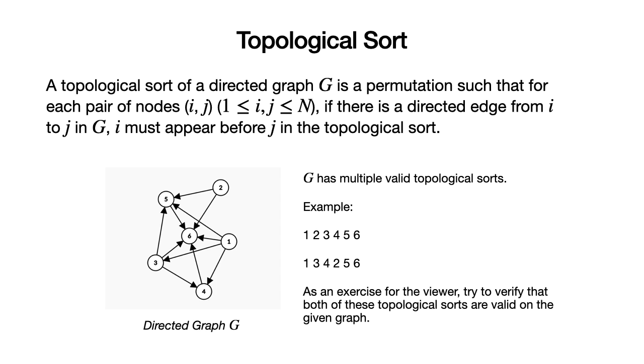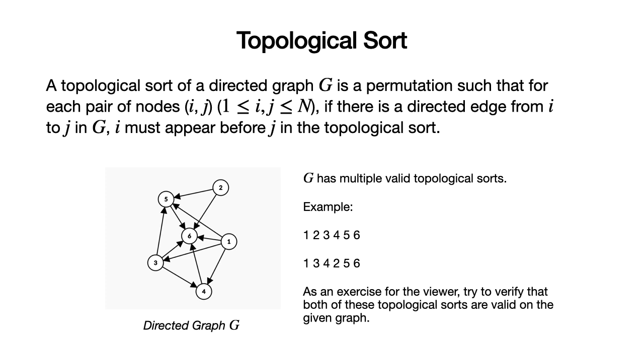Let's look at the edges of 1. 1 is connected to 5, 6, 3, and 4. If you look at both of the topological sorts on the right, 1 is always before 3, 4, 5, 6, right? Let's look at 3. 3 is connected to 5, 6, and 4. If you look at the topological sorts, 3 is always before 4, 5, 6, right? And you can verify this for every edge in the graph. And as a viewer, I'd encourage you to do that.